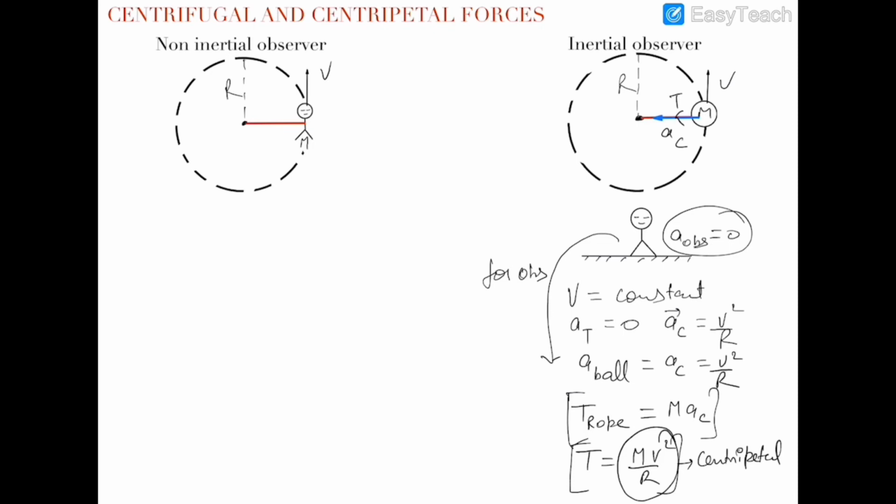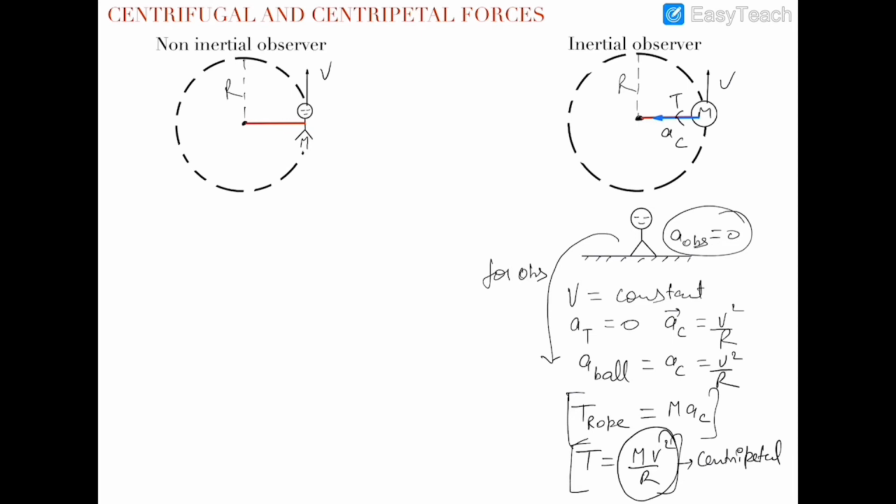So for an observer who is standing on the ground, an inertial observer, the motion of this ball is accelerated, and hence the acceleration of this ball is towards the center, and its acceleration is v square by r, and the tension in the rope is the centripetal force, which is acting towards the center of the circle, and the word centripetal itself has the meaning of acting towards the center of the circle.